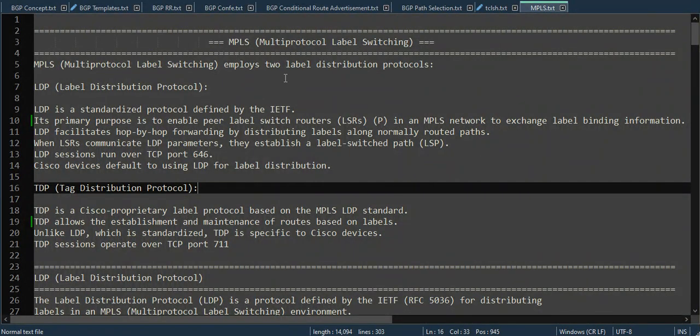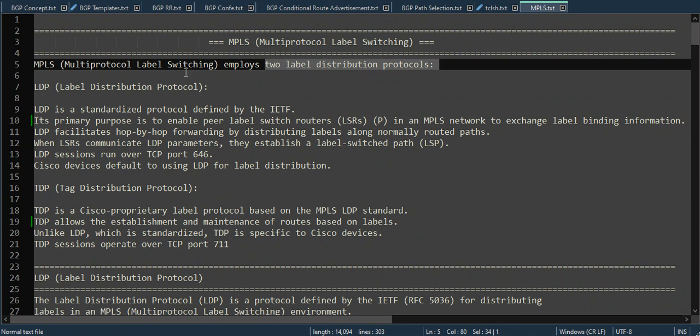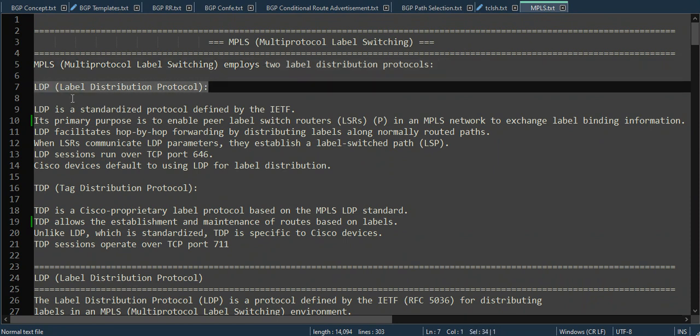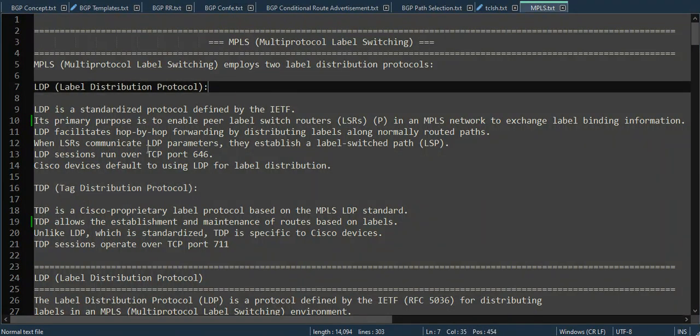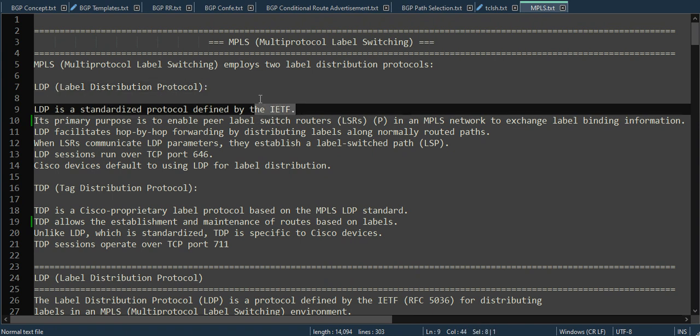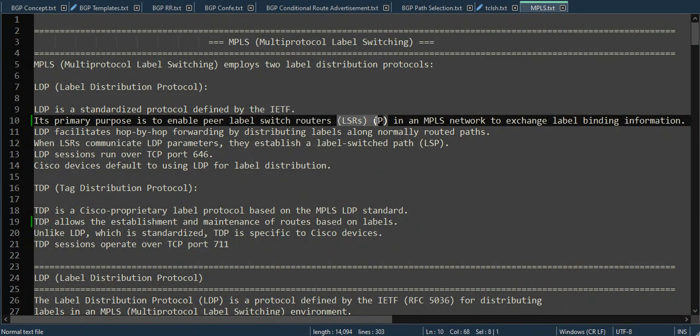MPLS, or multi-protocol label switching, uses two label distribution protocols. One is LDP, or label distribution protocol, and the other one is TDP, or tag distribution protocol. LDP is a standard protocol defined by the IETF. Its primary purpose is to enable label switch routers, or LSR, or P, or provider, to exchange label binding information. I will explain LSR and P provider a little bit later.